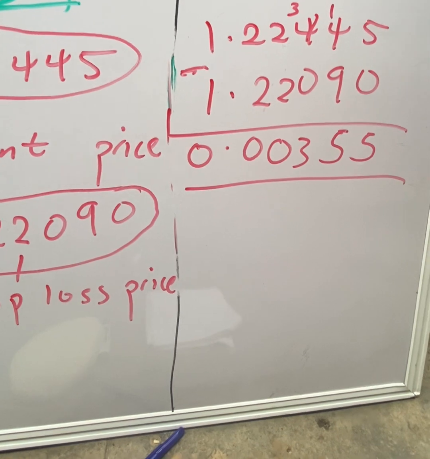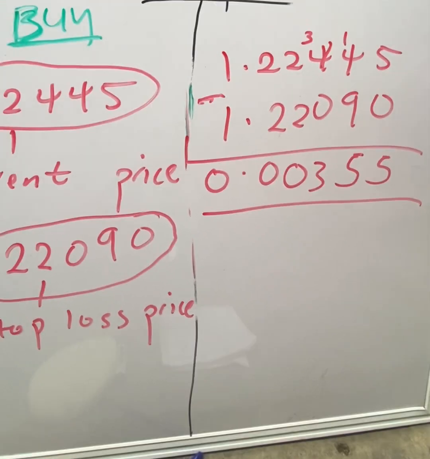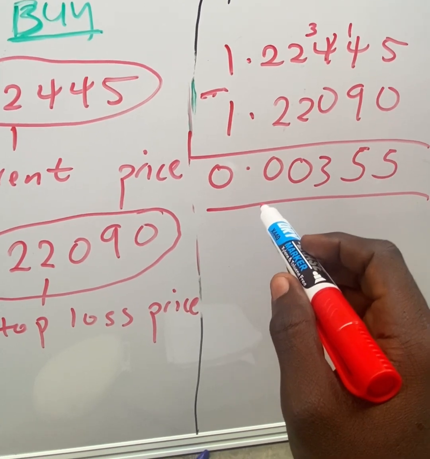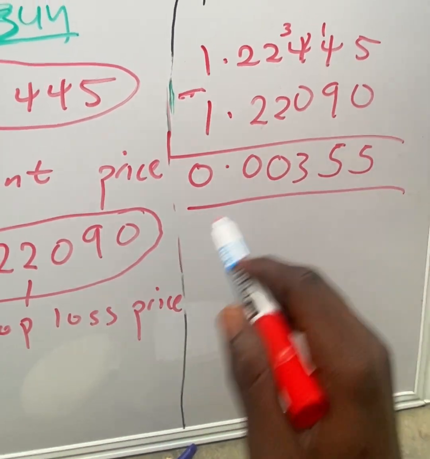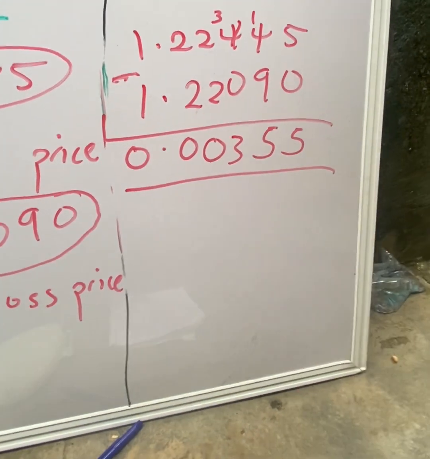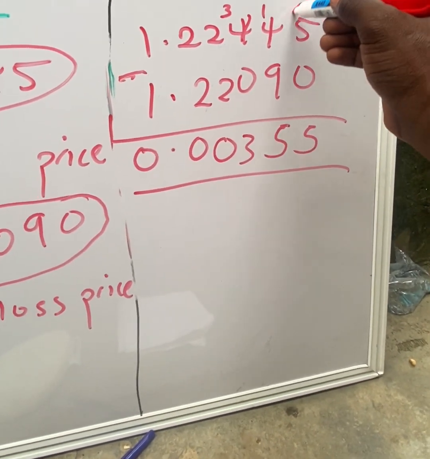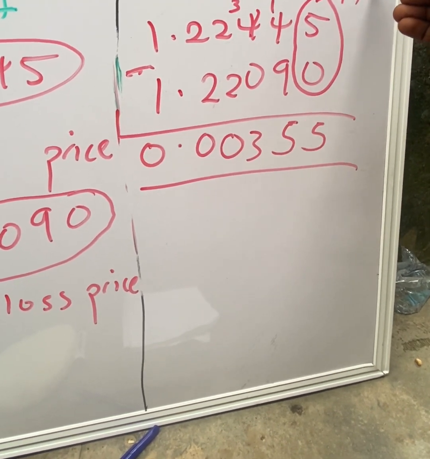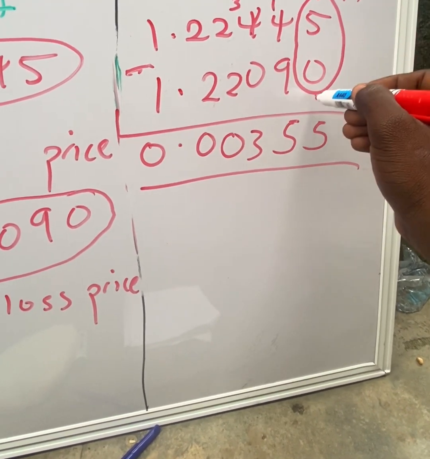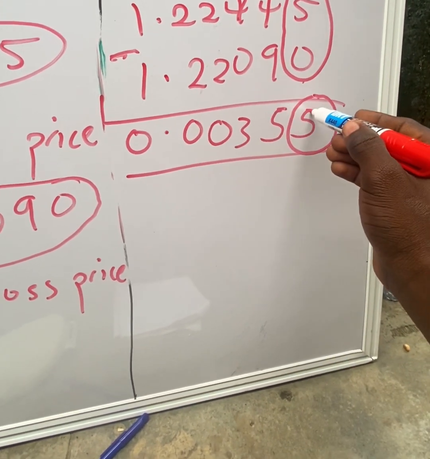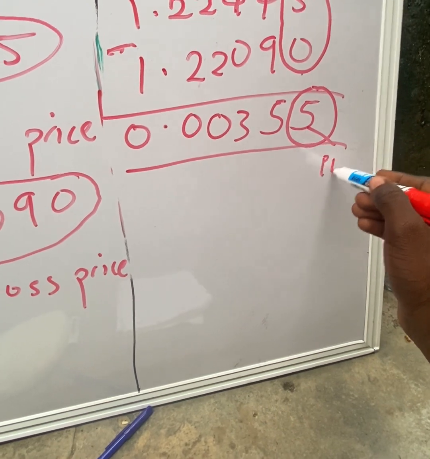So you can see, this is the stop loss you are risking. We have 0.00355. So how do you know the stop loss? I already told you that these guys are pipettes. They are not pips. The same thing applies to this last number here. This last number is a pipette, so you don't count it as a pip.